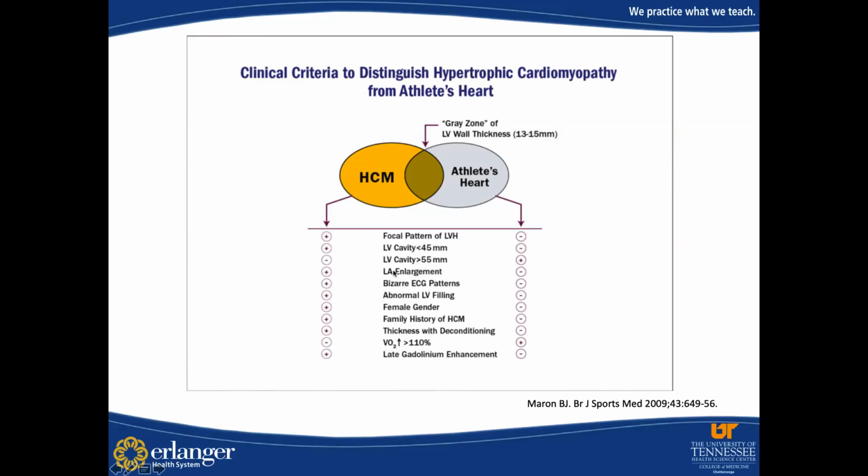Other focal patterns are going to differentiate them. You may have left atrial enlargement in hypertrophic cardiomyopathy, because the pressure is going to back up and dilate your left atrium. Whereas in an athlete's heart, the whole heart is just remodeling to deal with the increased stress and strength, so your left atrium doesn't dilate. Bizarre ECG patterns, abnormal filling. Females, if they have a thick heart, you're more likely to think hypertrophic, although if it's a true athlete, females can have thick hearts as well. And then family history, all those kinds of things.